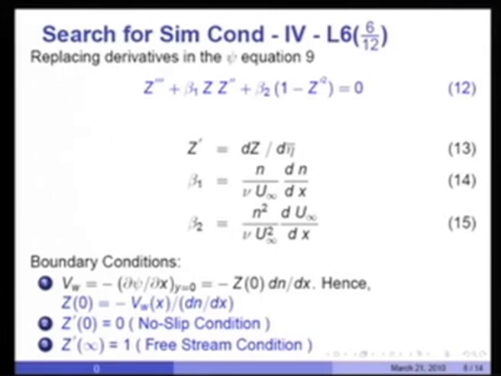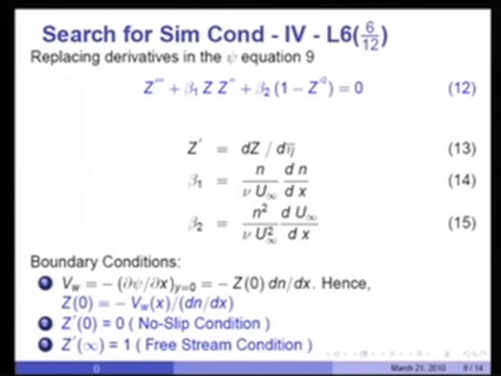When would this equation be a perfect ordinary differential equation? It would be a perfect ordinary differential equation only if beta 1 and beta 2 are absolute constants and not functions of x. Remember, beta 1 is entirely a function of x, beta 2 likewise is entirely a function of x, and Z_0, which is v_w divided by dn/dx, is also a function of x. But unless these 3 quantities, beta 1, beta 2 and Z_0, are absolute constants, we do not have an ordinary differential equation.